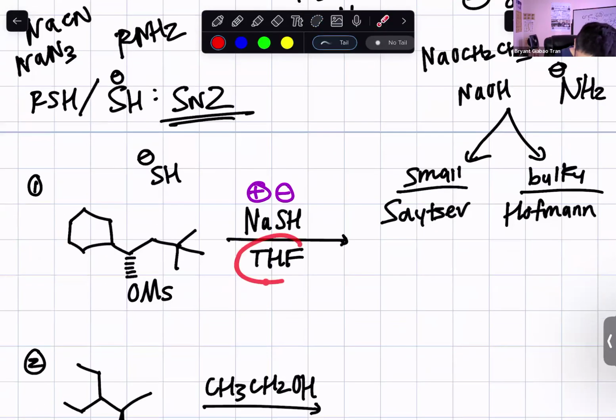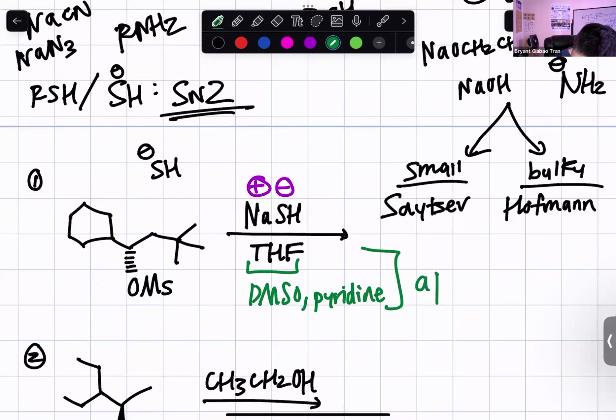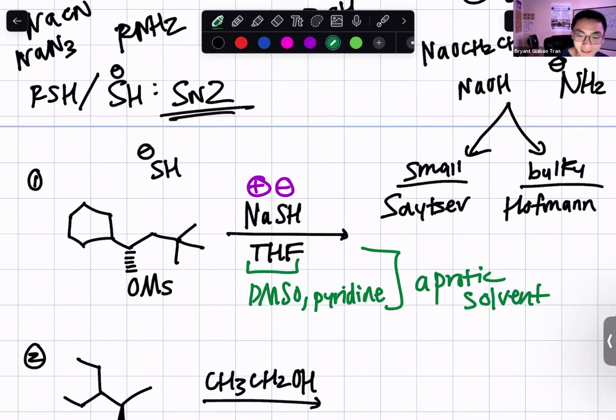When you see something below the arrow, that is most likely going to be the solvent. When you see random words like THF, DMSO, pyridine, or some other thing, they tend to be aprotic solvents, and they will not interfere with the reaction. Just ignore them. They won't do anything in the reaction. They're just there to allow the reaction to go through. And OMs is a good nucleophile.